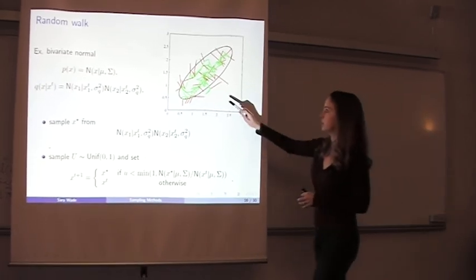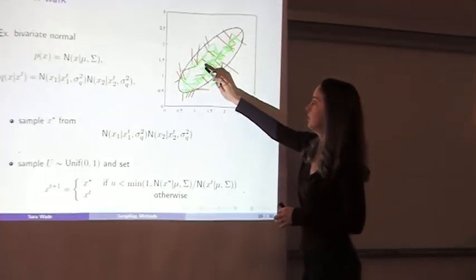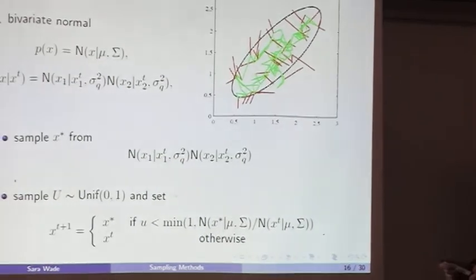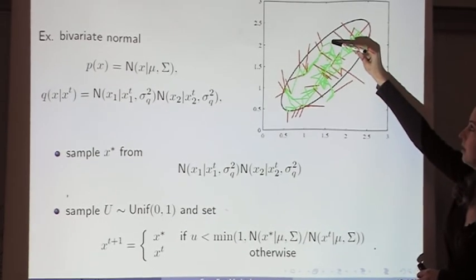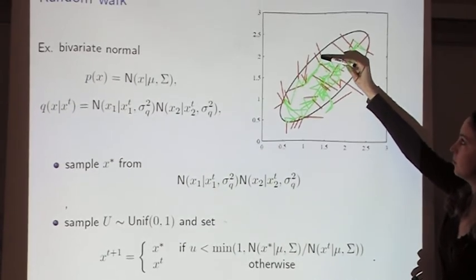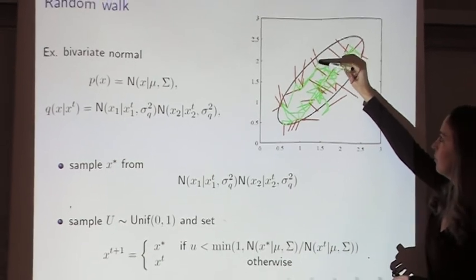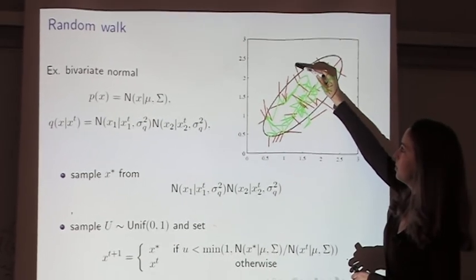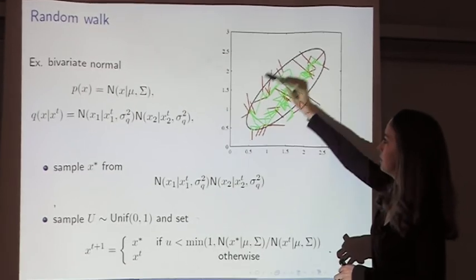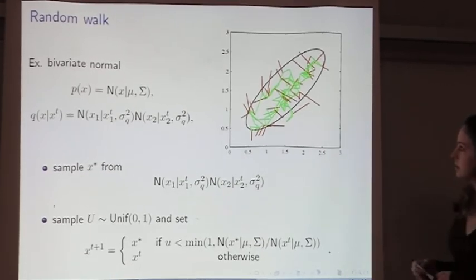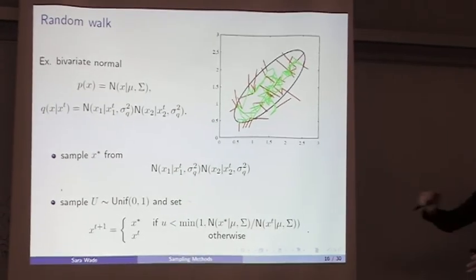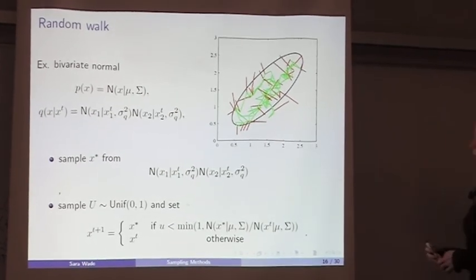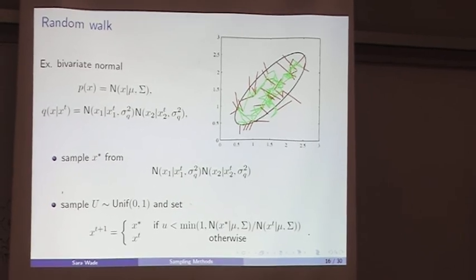So in this plot, we have an example of sampling from a bivariate normal. The green lines here are our accepted moves, and the red lines are the rejected moves. So suppose we're at this state here, and we propose to move here, we accept. If we're at this state, we can propose to move up here, we reject. This circle here roughly describes the spread of our bivariate normal.